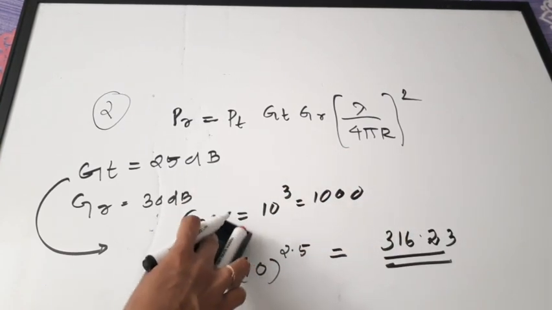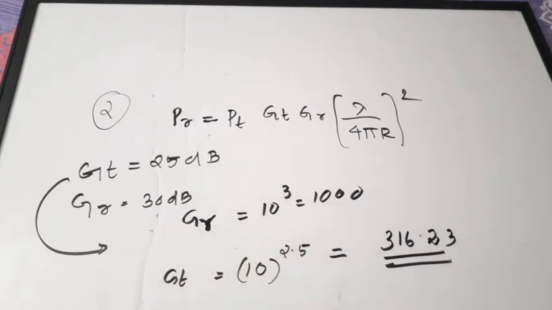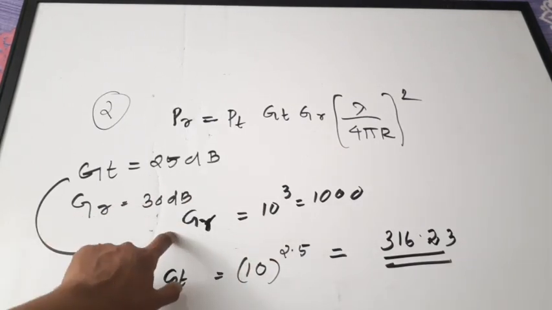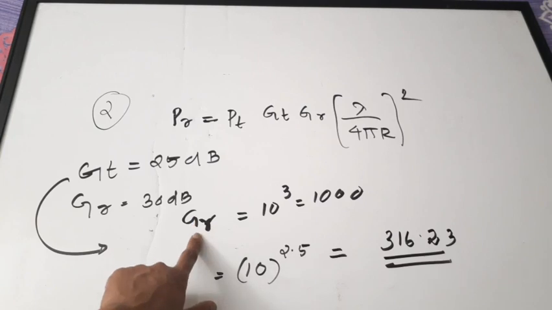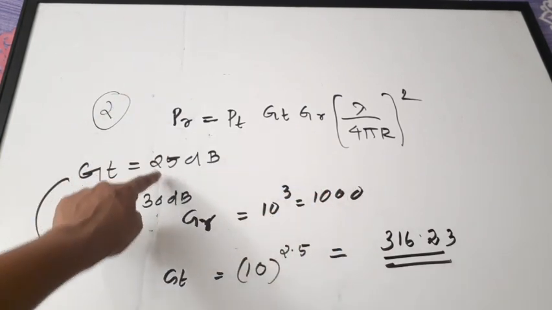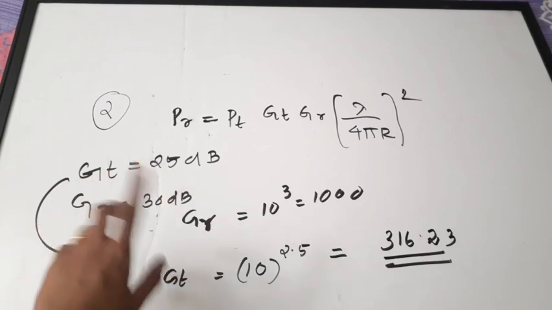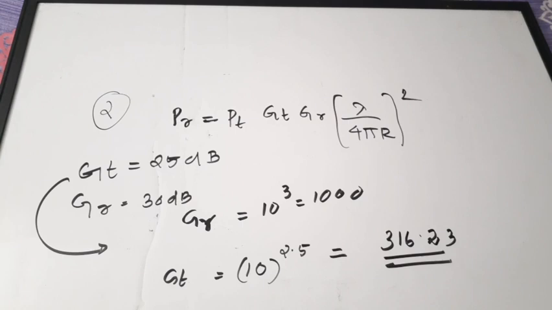We don't need to write this. Okay, it will sometimes confuse you. Okay, so this is the value for GT and GR we actually require. This is the gain of the transmitter antenna, and this is the gain of the receiver antenna, and in ratios. Earlier it was in dB, but we cannot substitute that here. Okay, we have to substitute these values.